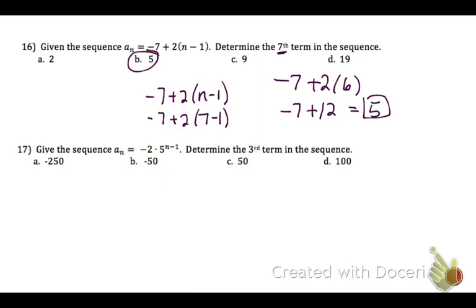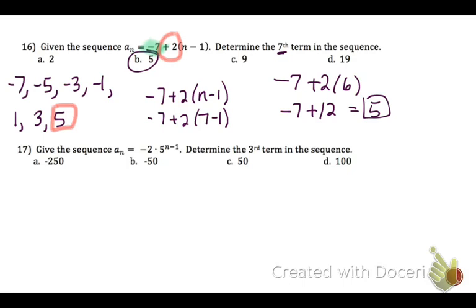Another way you could have solved this problem is, I know that negative 7 is my first term, and I know that my common difference is adding 2. So my sequence goes like this: negative 7, if I add 2, I get negative 5. If I add 2, I get negative 3. Add 2, I get negative 1. Add 2, I get 1, 3, and then 5. So here's my seventh term right here.